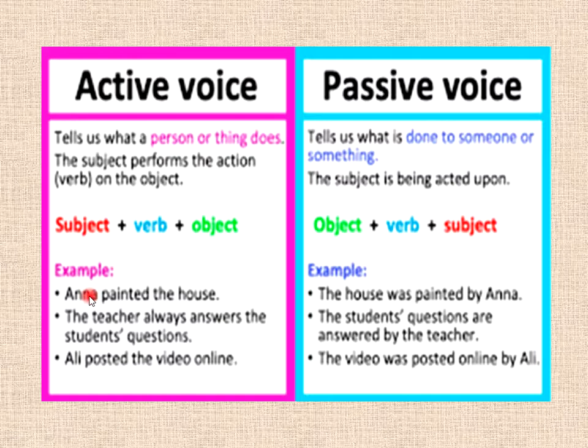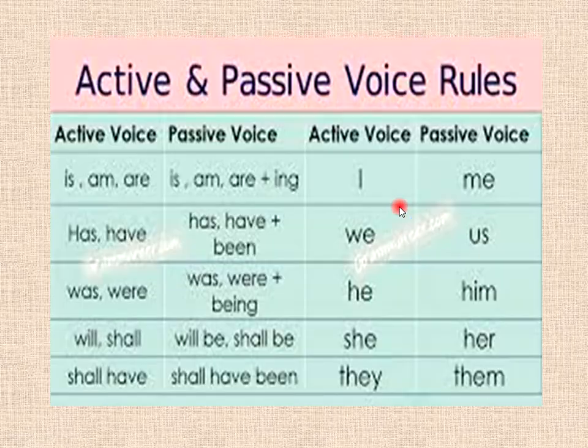So for example, if the subject over here is Anna, painted is the verb and the object is the house. So over here when we put the object at the place of subject and subject at the place of object, the sentence would be like this: the house was painted by Anna. So the helping verb would be here and the third form would be here, and we have to put the by to convert the active voice sentence into passive voice.